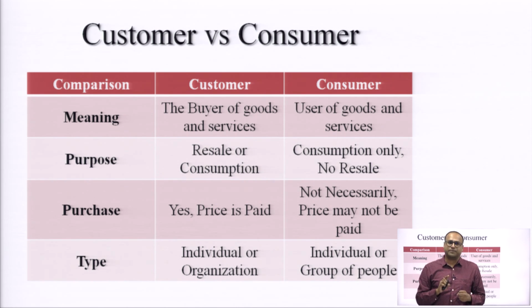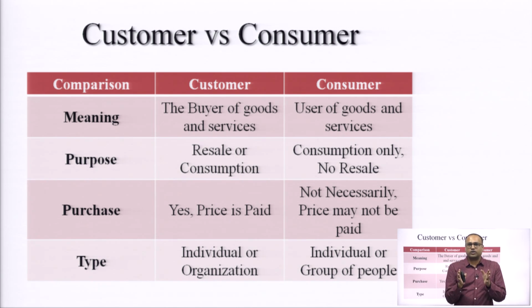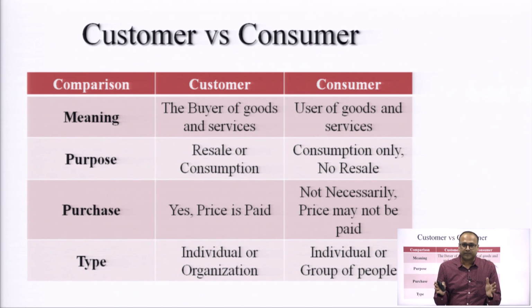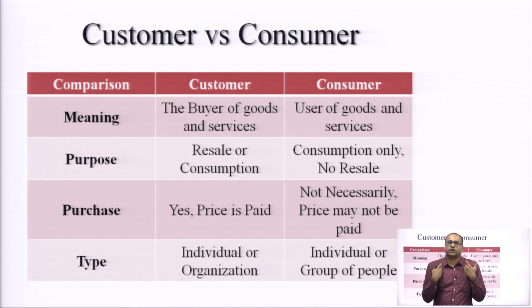Now, referring to the type. When we talk about a customer, he could be an individual, he could be an organization. Like an individual, I buy the particular product, I am an individual, fine. Let us say a company buys a set of laptops for the employees. A company, an organization, a big institution.